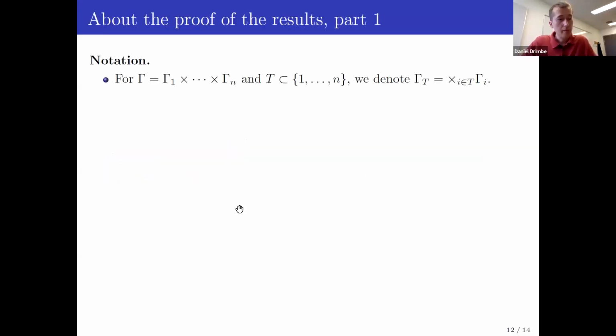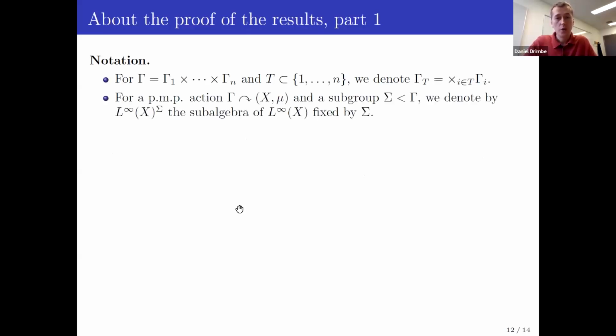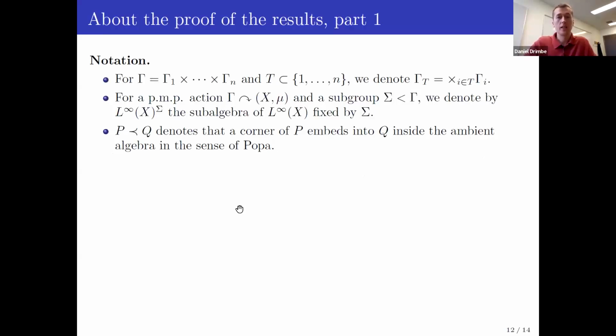In the remaining time, I think I can talk a bit about the proof. So I'll need the following notation. Again, we denote by gamma T the product of gamma i with i in T. For a PMP action, we denote by L infinity of X to the power sigma the subalgebra of fixed elements of L infinity of X, where sigma is a subgroup in gamma. And we also make the notation P embeds into Q, saying that P intertwines into Q in the sense of Popa, or a corner of P embeds into Q inside the ambient algebra.